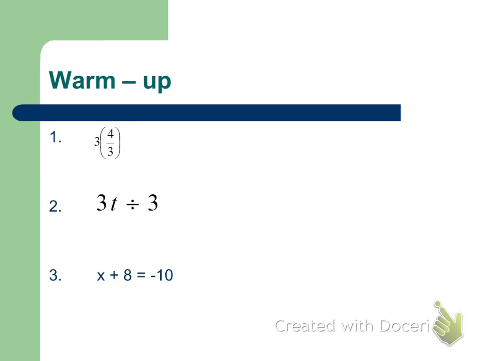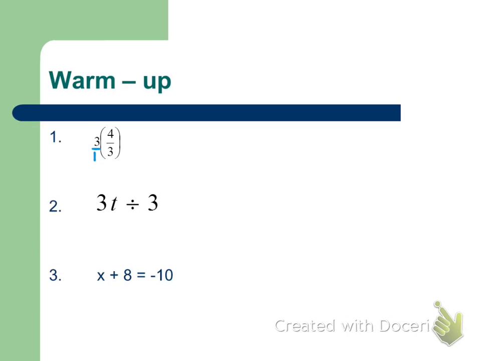Notice that on the first two problems, we do not have an equals sign, so we're not solving, we're just simplifying. So on number one, we're just taking 3 times 4/3. Keon, what did you get? Do we do the reciprocal? We do not. We do not do the reciprocal. So we can treat this like 3/1 times 4/3.